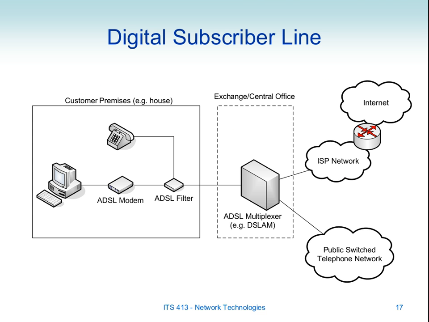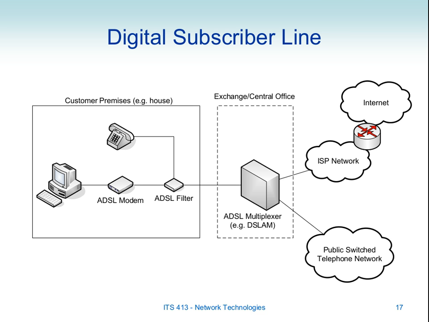Do we have a picture? Here's our example network topology. Here's your home, your computer. You have an ADSL modem. And your telephone attaches, and we have this special device, a filter, we'll talk about in a moment. And from your home, it's not shown clearly, but this is the telephone line coming out of your home.